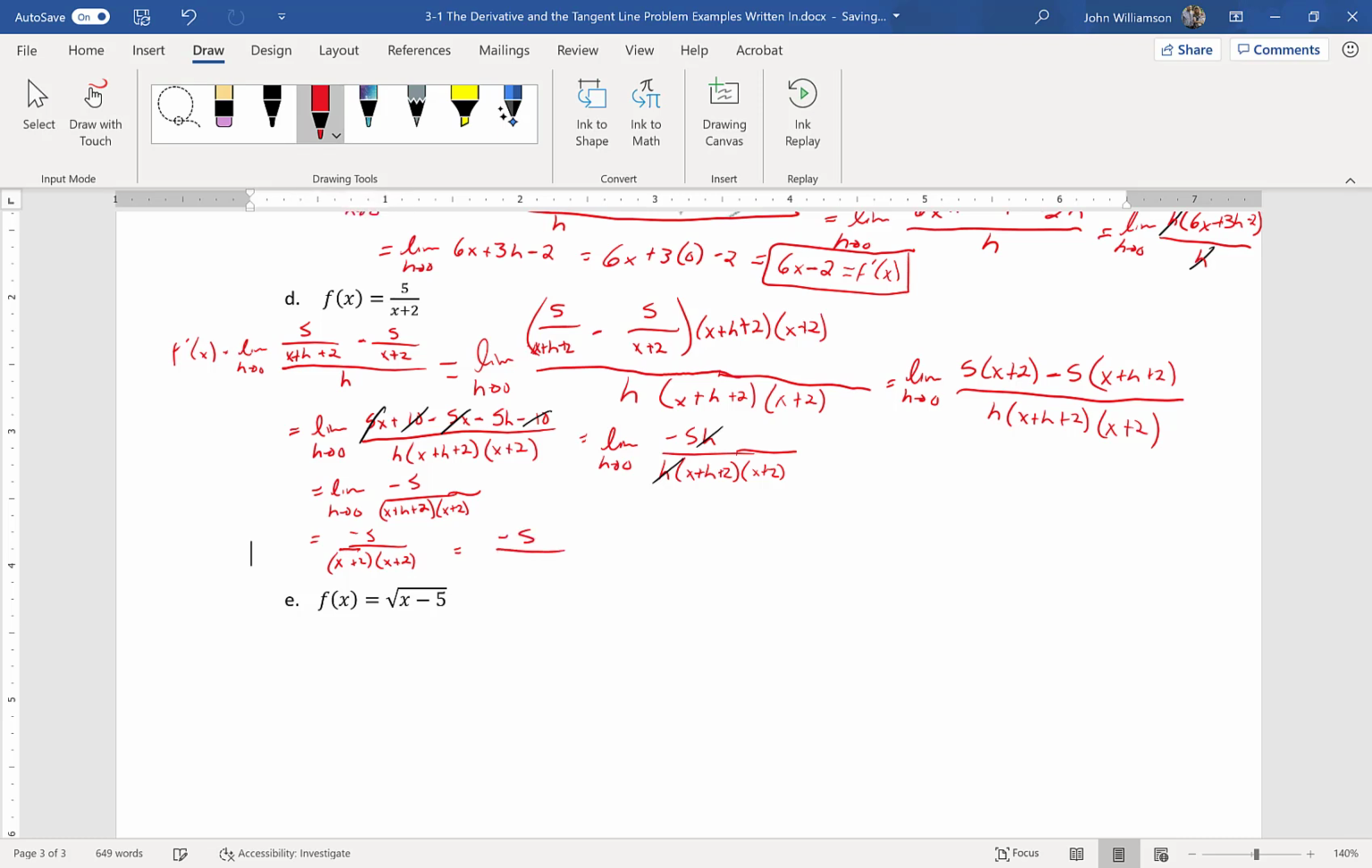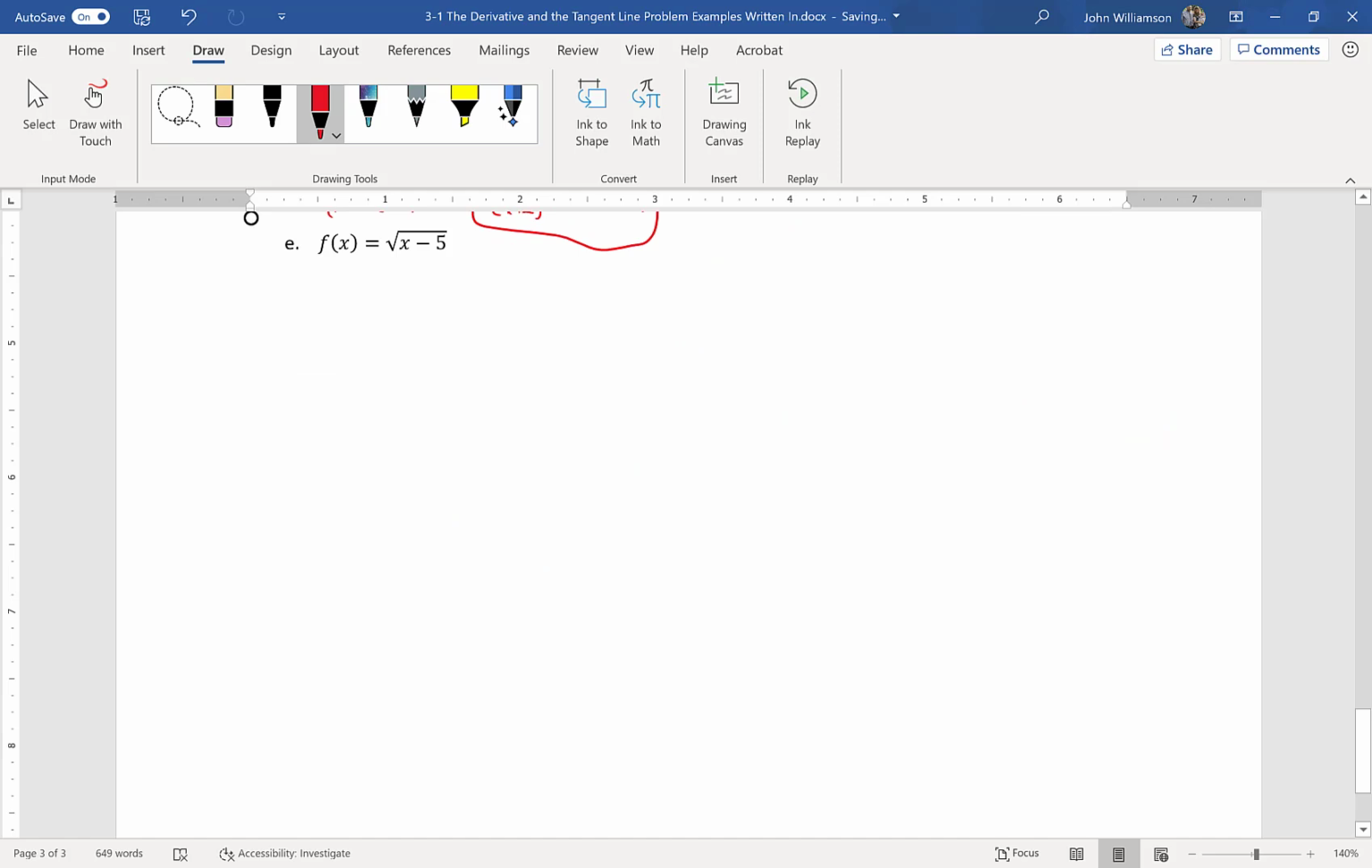Which then is just negative 5 over x plus 2 squared. And that is f prime of x. Let's do one last one. So f of x is equal to square root of x minus 5.